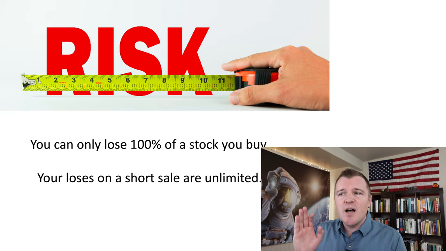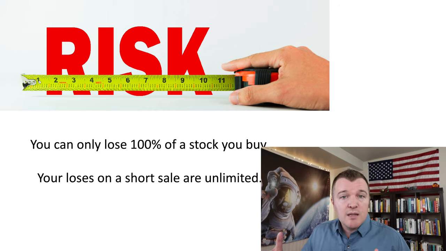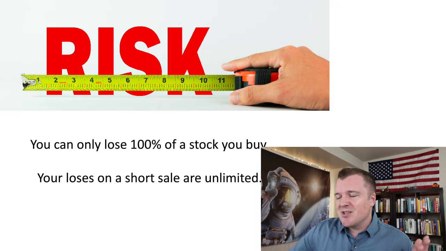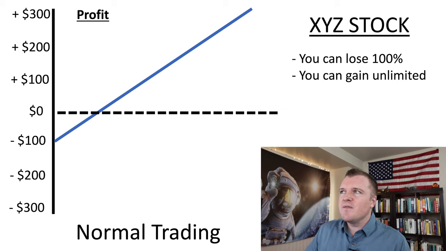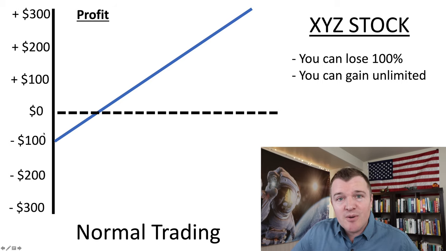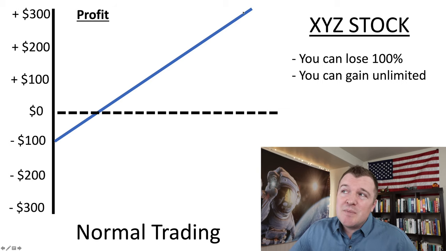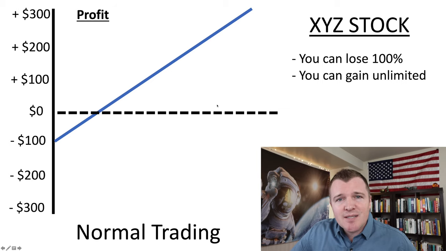However, your losses on a short sale are potentially unlimited. Sometimes they'll say they're infinite. To me, infinite means a big number. I like the word unlimited because it means it can just keep going. So let's illustrate this. With normal trading, if you bought a share of company XYZ for $100, then it could go to zero. The company could go bankrupt, the equity in the shares could be wiped out, you could potentially lose $100. However, if you buy and hold long term, your profit is unlimited. It could keep going up forever. You know, if you bought Apple or Amazon stock 20 years ago, you're doing pretty good.